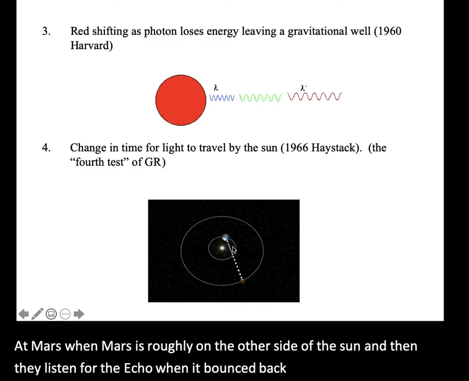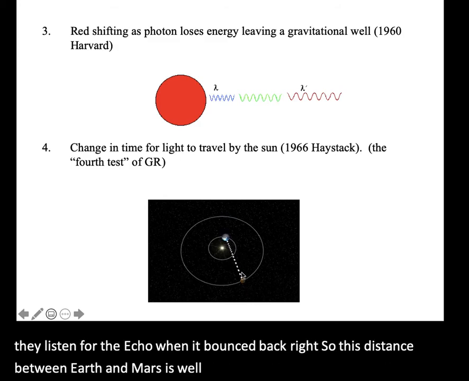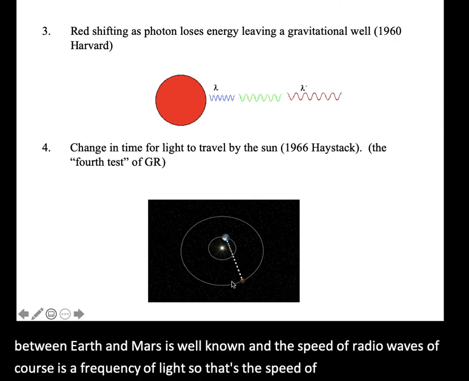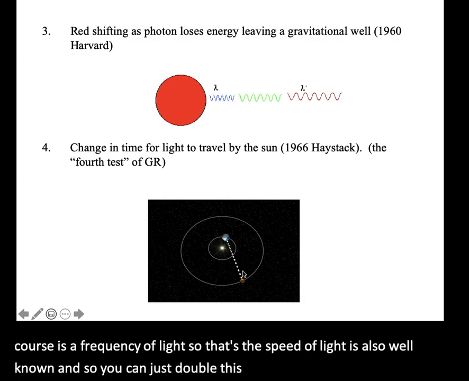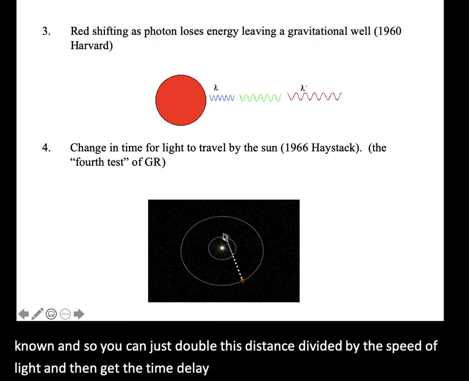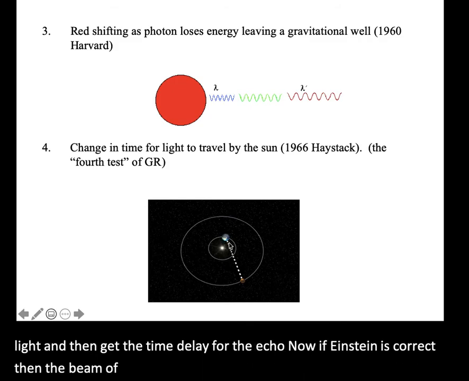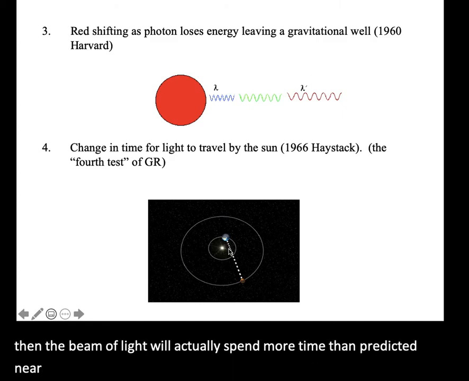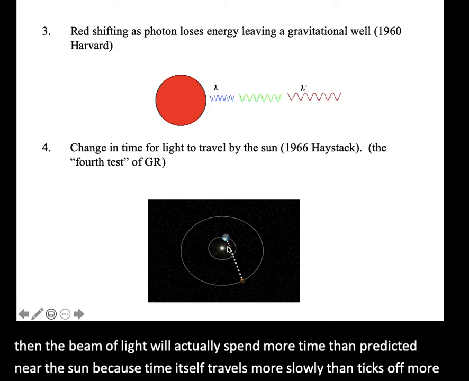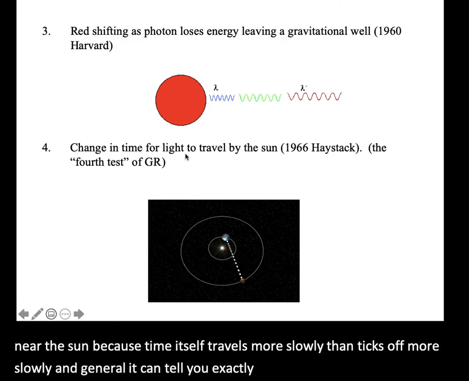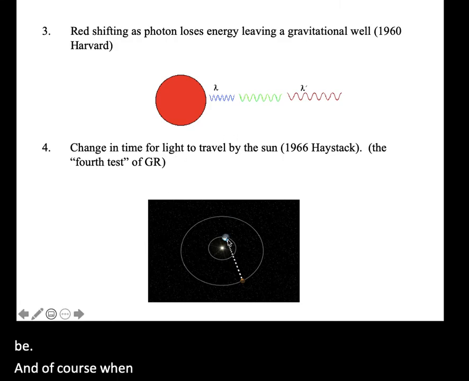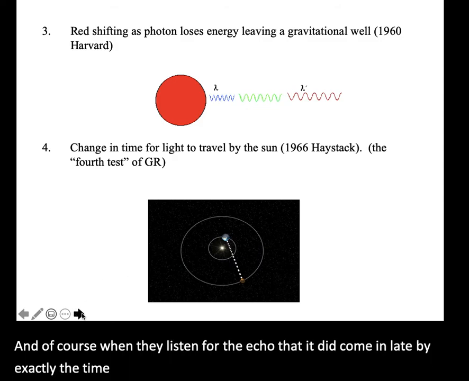So this distance between Earth and Mars is well known, and the speed of radio waves, of course, is a frequency of light, so that's the speed of light, is also well known. And so you can just double this distance, divide by the speed of light, and you get the time delay for the echo. Now, if Einstein is correct, then the beam of light will actually spend more time than predicted near the sun, because time itself travels more slowly then, ticks off more slowly. And general relativity can tell you exactly what that time delay should be. And of course, when they listened for the echo, it did come in late by exactly the time delays predicted by general relativity.